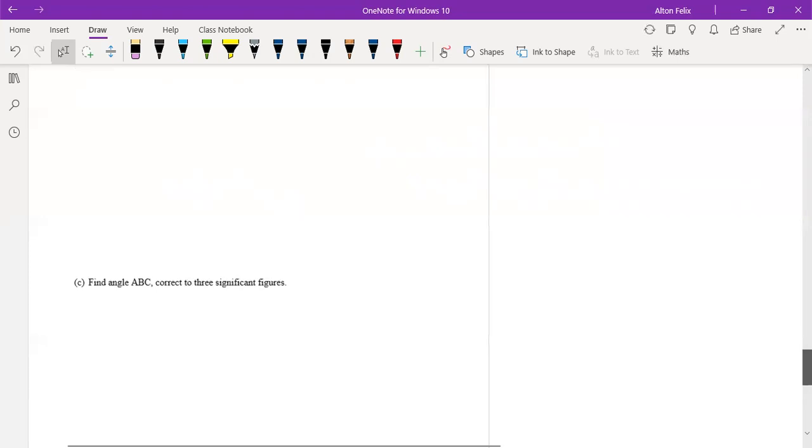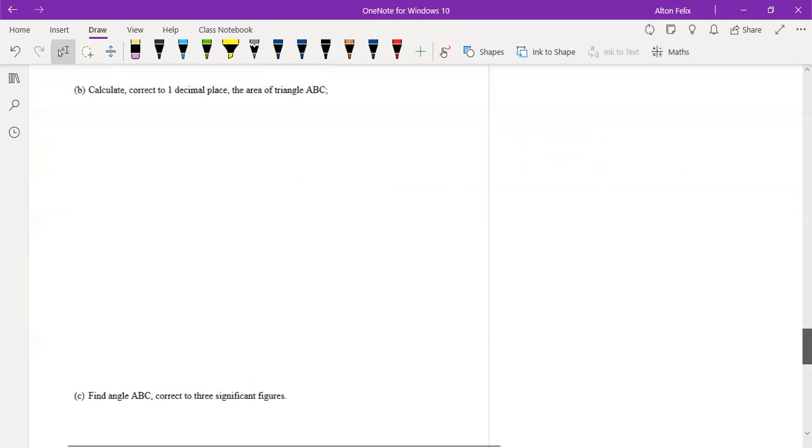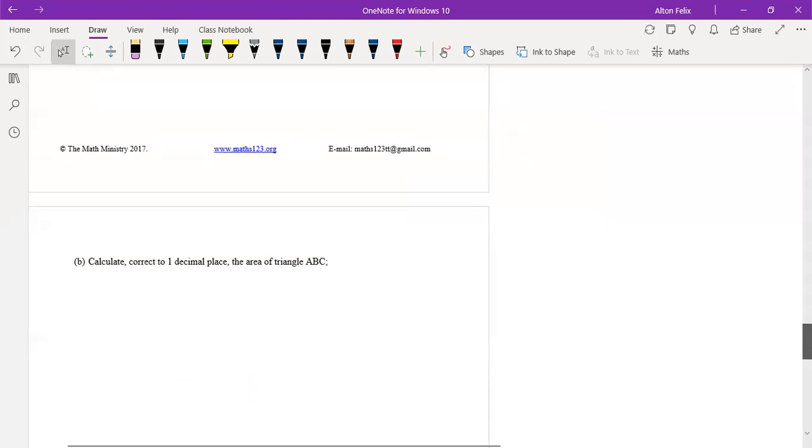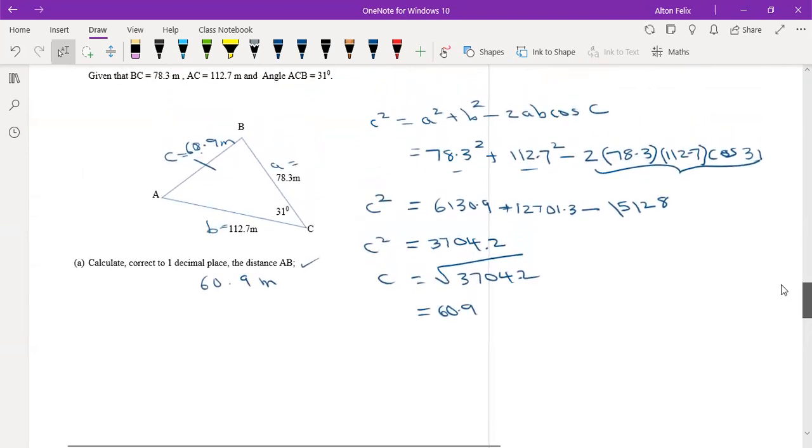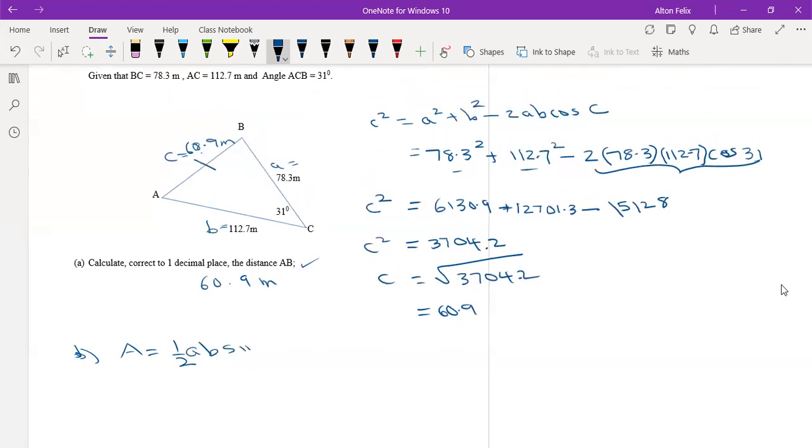Find angle ABC as part C. Part B, calculate to one decimal place the area of the triangle ABC, right? Okay, so let's do that one then. So remember the formula we used to find the area of a triangle. So let's do part B here. Area of the triangle is half of AB sine C.